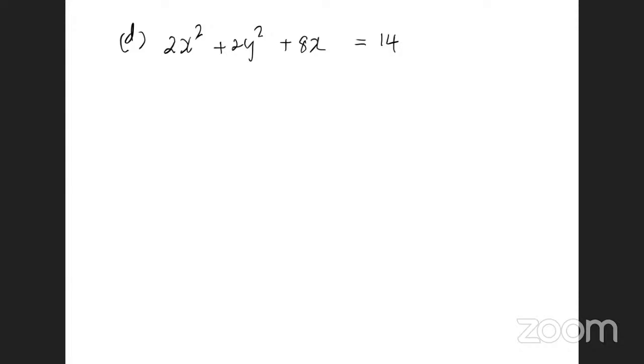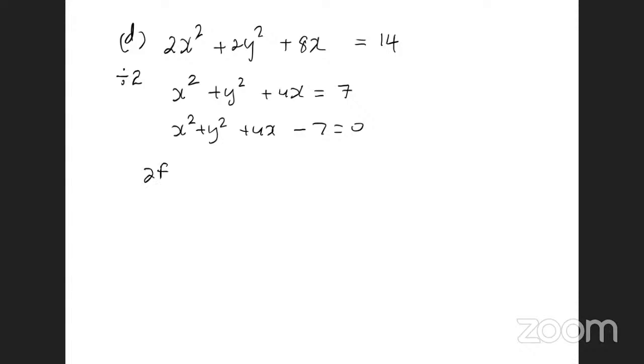All right, so let's see what we came up with. In order for us to do this properly, we have to firstly divide everything by 2, because it must be 1x squared, 1y squared. So I'm going to divide everything by 2. You'll get x squared plus y squared plus 4x is 7. Then bring everything on the left side: x squared plus y squared plus 4x minus 7 is 0.